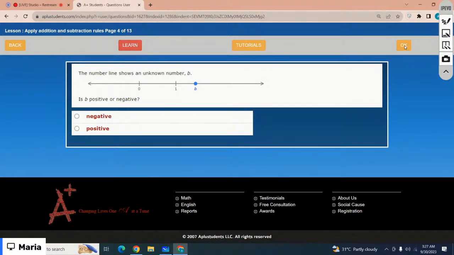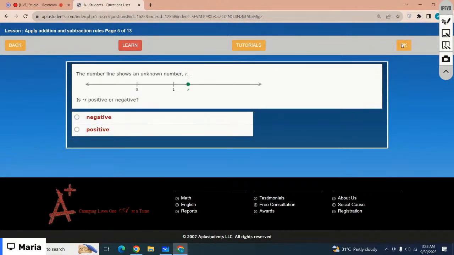Okay, the next one is the number line shows an unknown number b. Is it positive or negative? Which is the correct option? You can see now b is on the right hand side of zero. Is it positive or negative? That would be on the right hand side, so it must be positive, right? The correct option is positive. Okay, you can complete the rest. Let's just do one more.